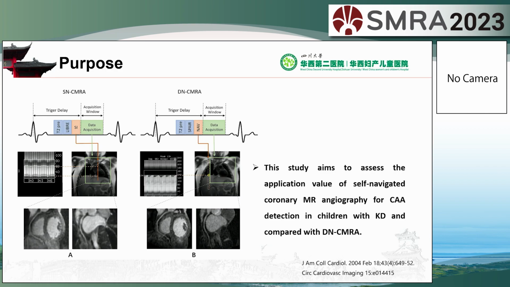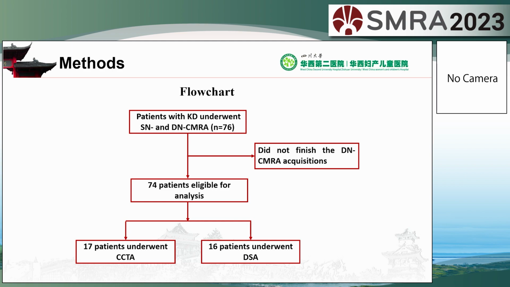So this study aims to assess the application value of self-navigated MRA for coronary aneurysm detection in children with KD and compare it with diaphragmatic navigated MRA. Finally, 74 children diagnosed with KD in our hospital were enrolled. All the patients underwent the 2 MRA sequences in a randomized fashion on the same day. 16 of them underwent coronary CT angiography, and 16 of them underwent DSA within 1 month.